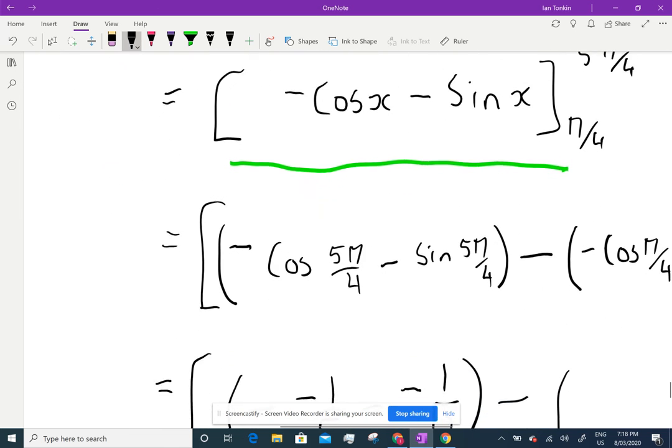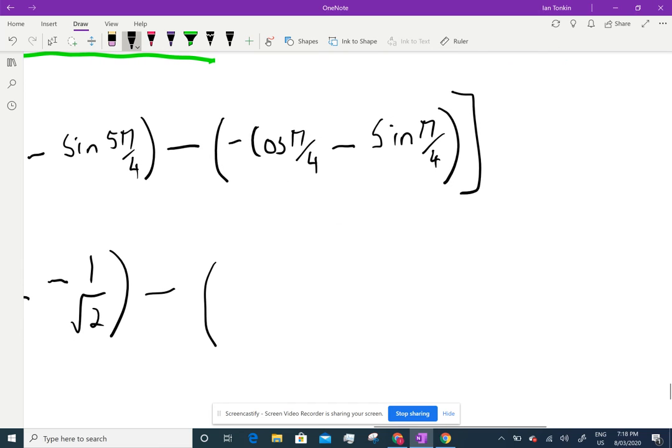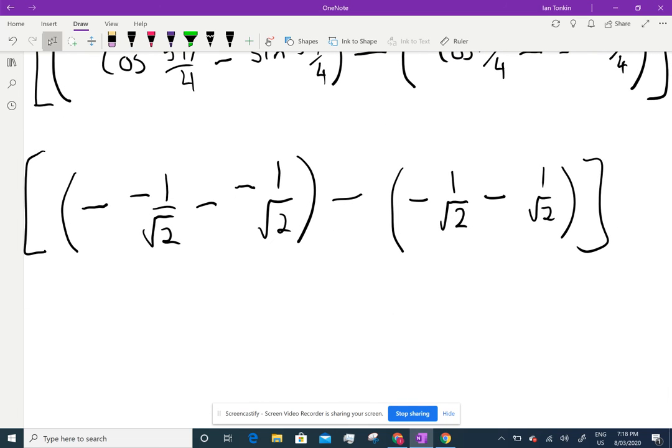Okay. So cos pi on 4, well, there's a negative there, and cos pi on 4 is 1 on root 2. Sine pi on 4, 1 on root 2. These will just change to a positive, so I'm going to get plus 1 on root 2, plus 1 on root 2. I'm going to get 2 on root 2. And over here, I've got minus 1 on root 2, minus another 1 on root 2. So I'm going to have minus 2 on root 2.